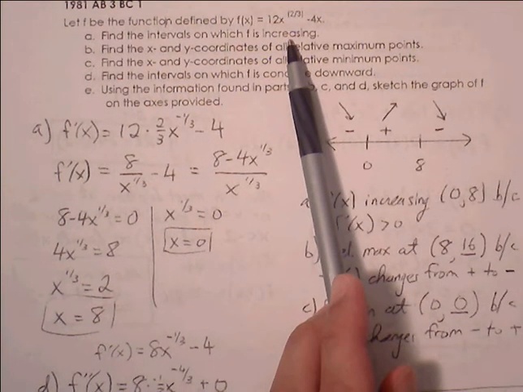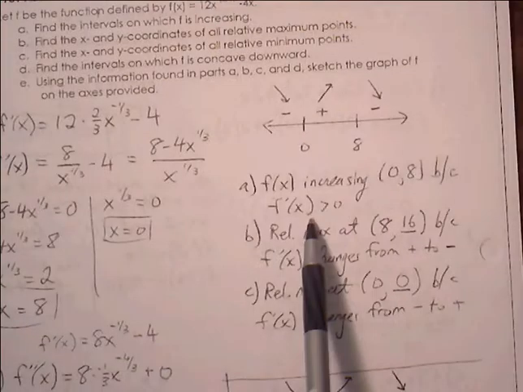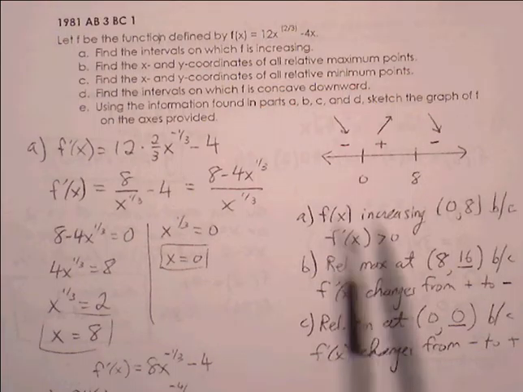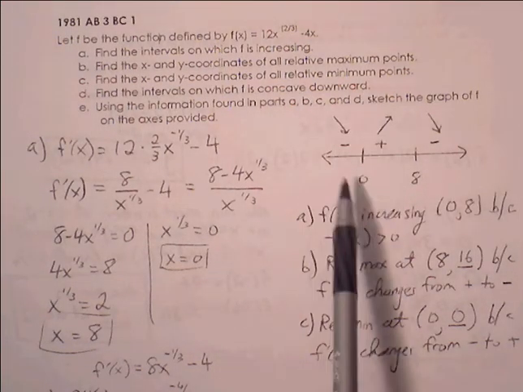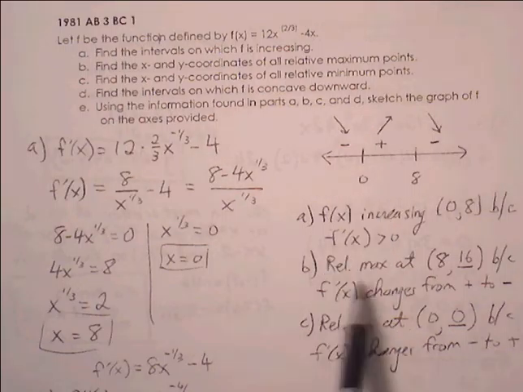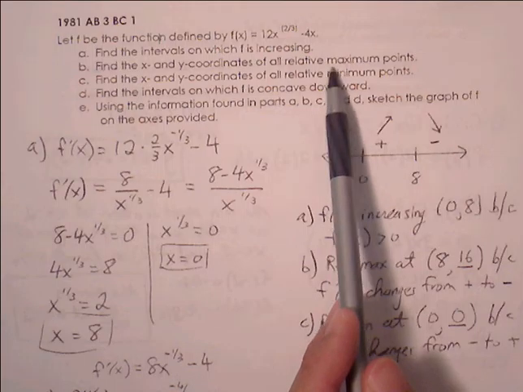So, find the intervals where f is increasing. We know f is increasing from 0 to 8 because f prime is positive. Next, find the x and y coordinates of all relative minimum points. So the relative minimum is at x equals 0. And part B, relative max, so x and y coordinates.